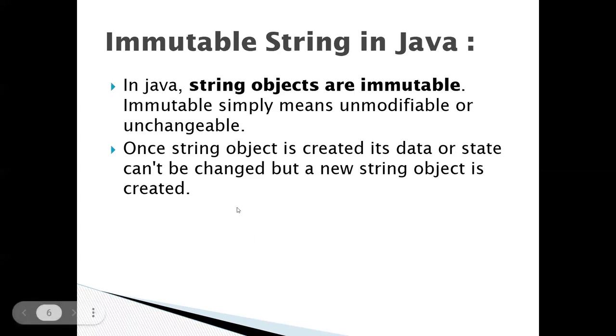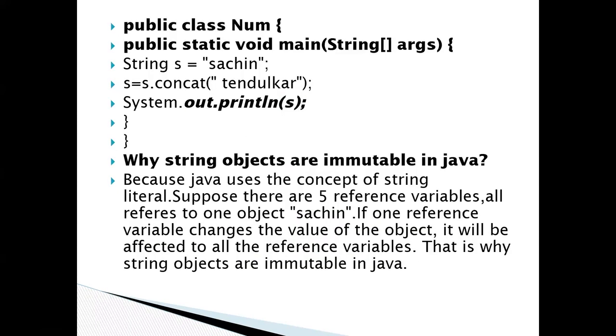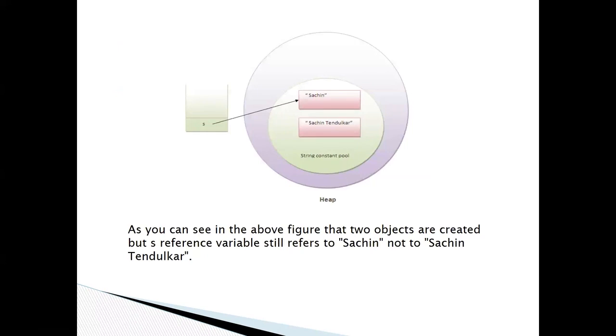Okay, but in real time, why do you actually have this concept? Why are strings immutable in nature? Most of the time in projects, you will get two types of cases. In some cases you want to change the value, and in some cases you have to keep it the same.